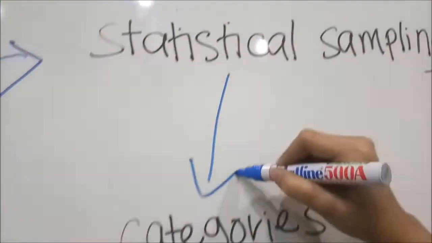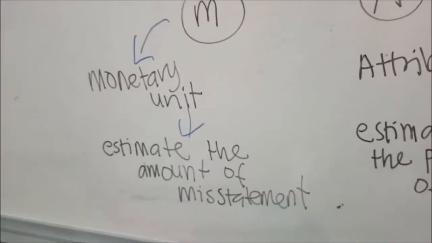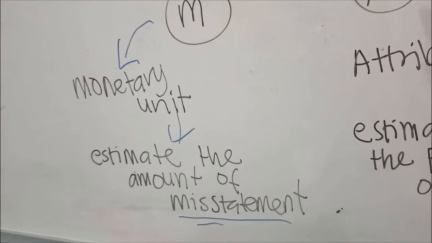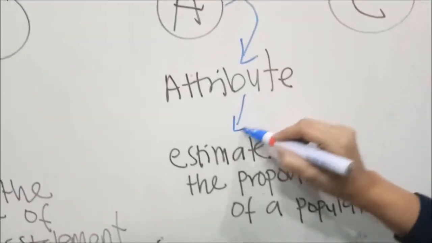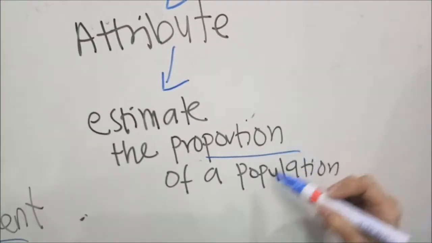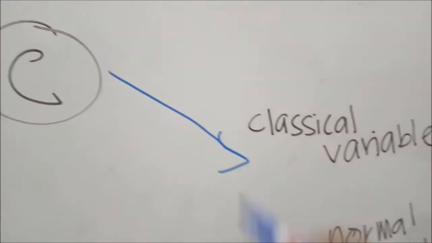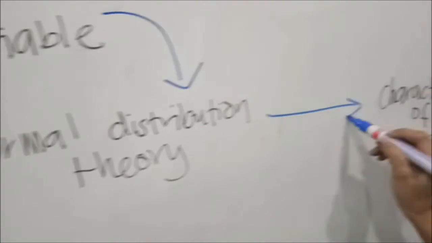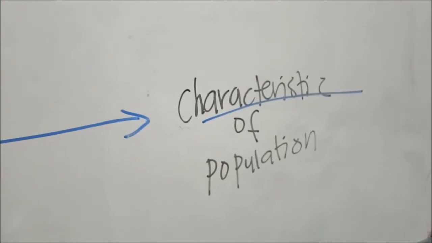There are three categories of statistical sampling. Number 1, M, monetary unit sampling. It uses attribute sampling theory and techniques to estimate the amount of misstatement for a class of transaction or an account balance. A, attribute sampling, used to estimate the proportion of a population that possesses a specific characteristic. And lastly, C, classical variable sampling. It uses normal distribution theory to evaluate the characteristic of a population based on sample data of which data should have equal chance of selection.